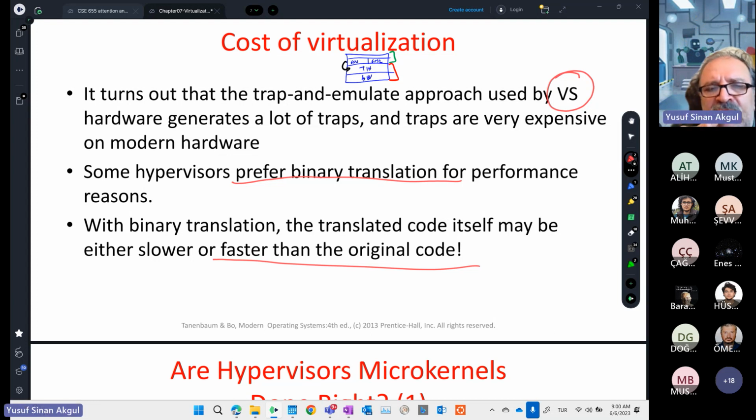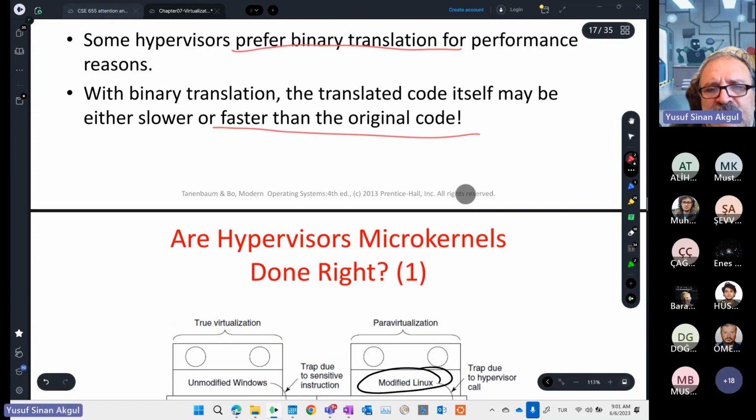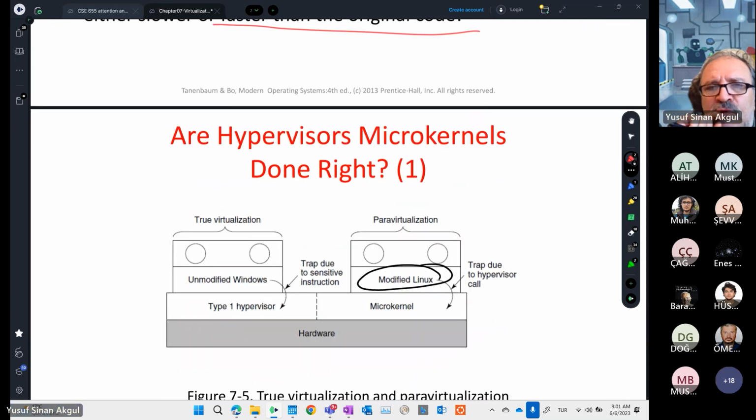Okay, good. Do you guys remember the microkernels? What was the advantage of microkernel?